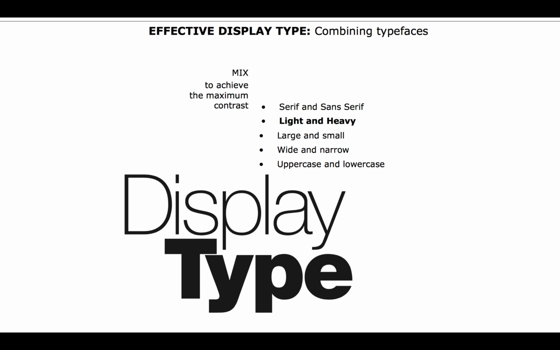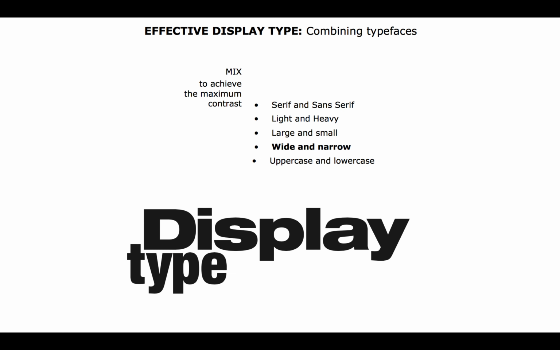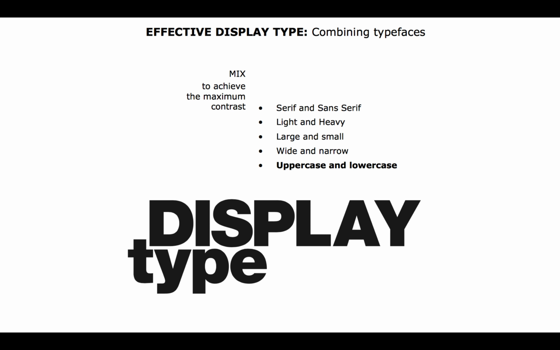You can also think light and heavy to have contrast together, large or small, wide and narrow, and uppercase and all lowercase. You never want to use all uppercase for body copy. Just for display text or main headlines, that is okay.